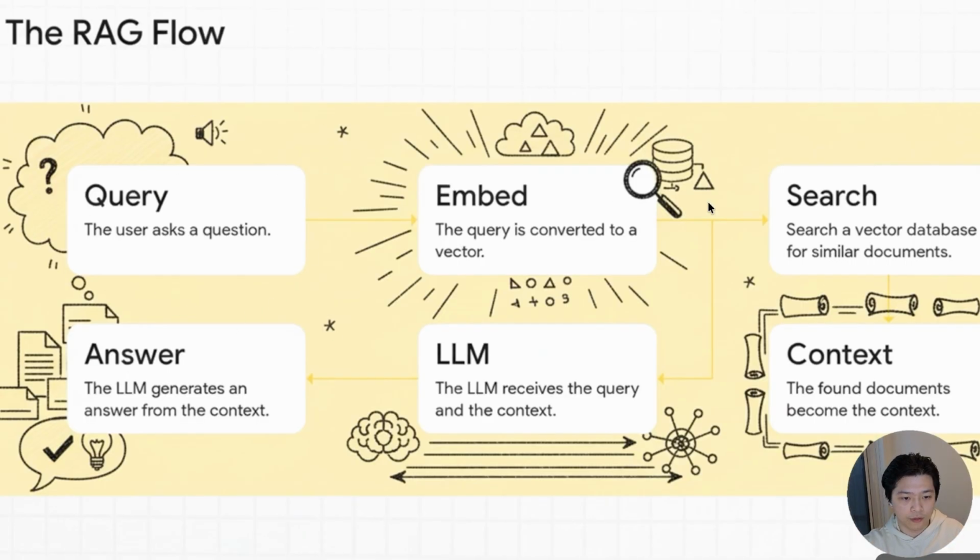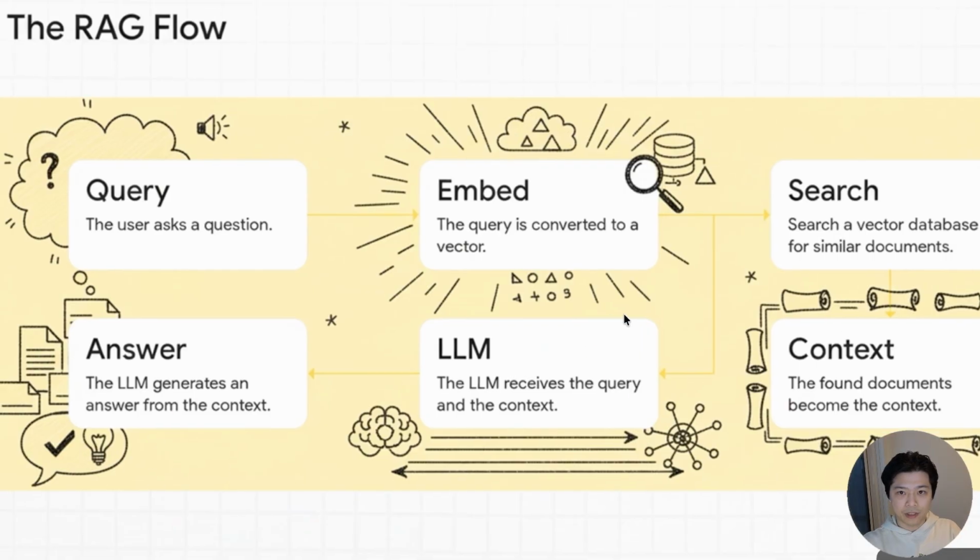User query comes in, convert it to a vector. We search a vector database for similar documents, and those documents become the context. And the large language model receives the query and context, and then generates an answer from that context. That's all the theory you need.